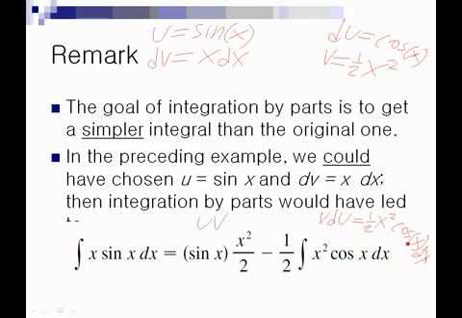This is a more difficult integral to solve. So don't do that to yourself. Choose a u and a v that make a simpler problem, not a more difficult problem. That's why you have to be careful about what you choose to be your u and what you choose to be your v. Choose it such that you get an easier problem and not a more difficult problem.